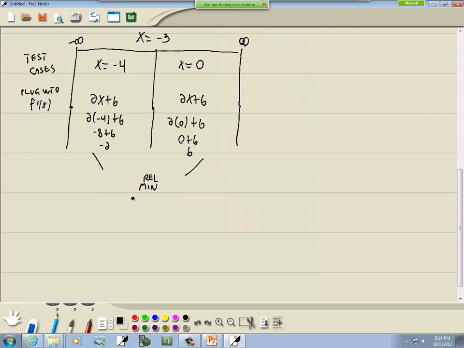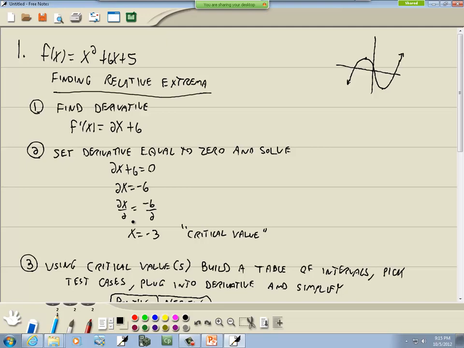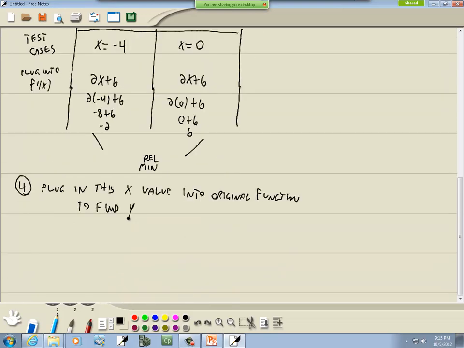Our step 4, plug in this x value into the original function to find y. So to find y, if I go up here, my original function was f of x is equal to x squared plus 6x plus 5. So I plug it in there. Now remember, f of x is the same as y. So we got y is equal to x squared plus 6x plus 5.